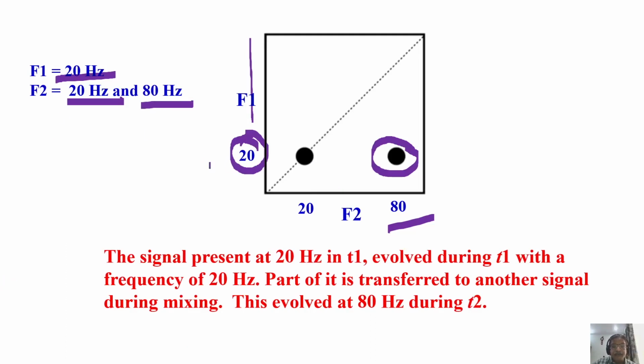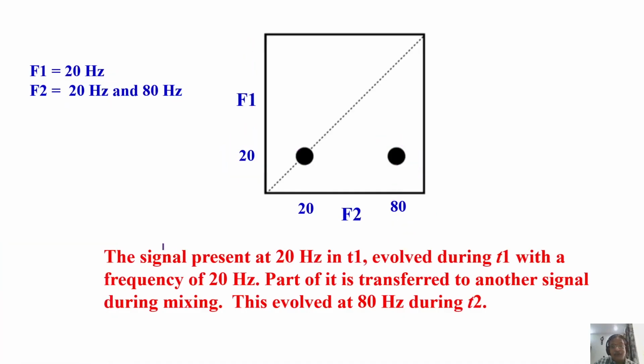How? Look at it. In this dimension, you have only one peak which corresponds to 20 hertz. But this is the F2 dimension. In the F2 dimension there is one peak here at 20 hertz, and another peak here at 80 hertz. That means this spin, which was precessing at 20 hertz in the F1 dimension, has given its magnetization to another spin, which has its precession frequency at 80 hertz. As a consequence, you can see it has retained its frequency and also gives part of its magnetization to another spin, which has evolved at 80 hertz in F2. I hope I made this point clear for you.